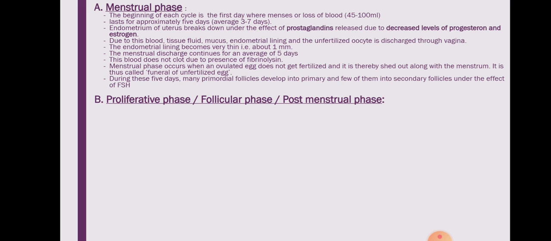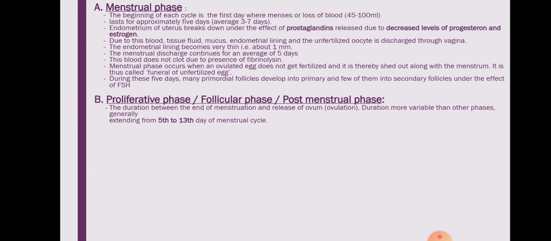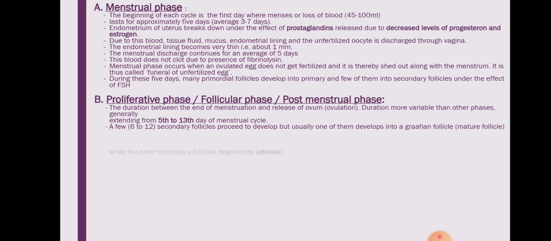Next is the proliferative phase, also called the follicular phase or postmenstrual phase. After the end of menstruation, between 15 to 30 secondary follicles proceed to develop, but usually one of them develops into a Graafian follicle, while the other secondary follicles degenerate; they undergo atresia. These secondary follicles secrete the hormone estrogen.